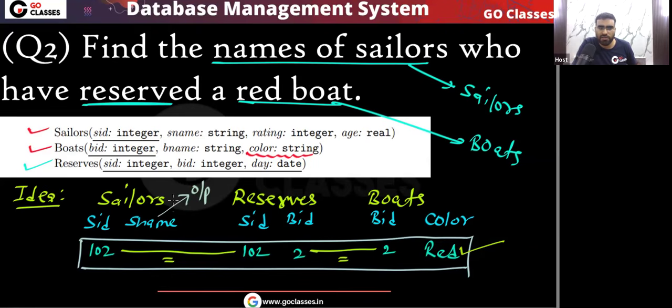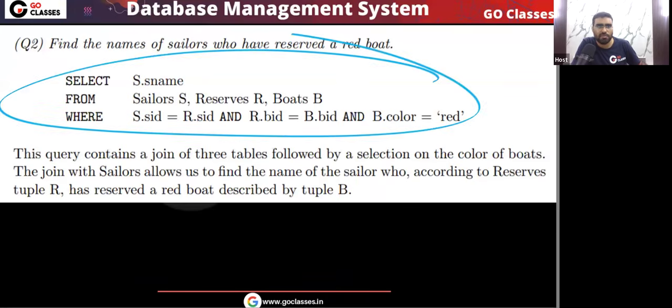Okay. So the query will be from sellers, reserves, bots. From these three. Okay. The condition will be what? The tuple selection condition. That will be where seller SID equal to reserve SID and reserve BID equal to bot BID and bot color equal to red. Okay. Project as name. So you can see this will be your query.